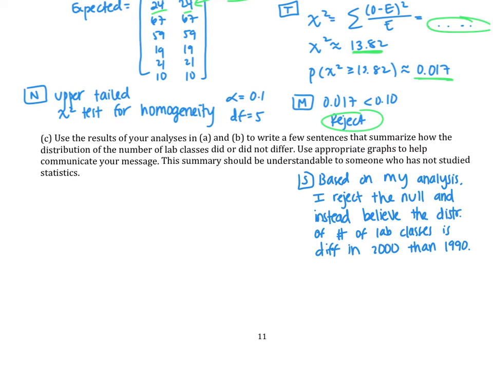Part C, real quick. Use the results of your analysis in A and B to write a few sentences that summarize how the distribution of the number of lab classes did or did not differ. Use appropriate graphs to help communicate your message. What you're supposed to get from here, based on part A, is that the mean number of lab classes probably didn't change. That's what we got from our test in part A. The mean number of lab classes, we have reason to believe, didn't change between 1990 and 2000. But the distributions as a whole did.